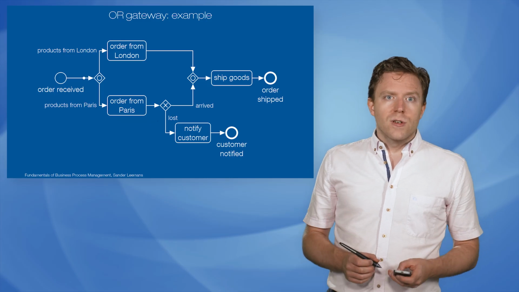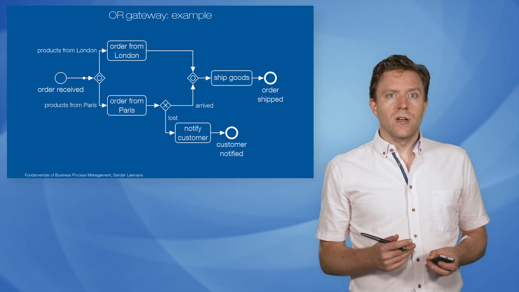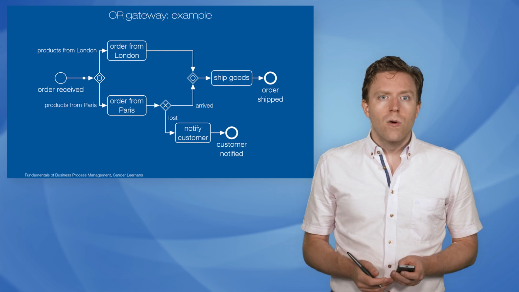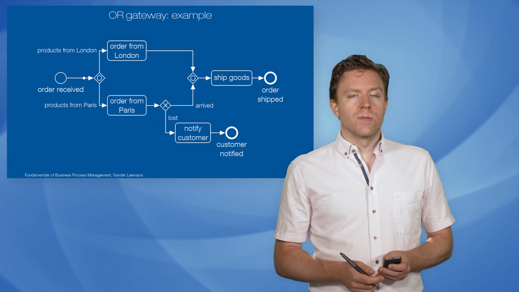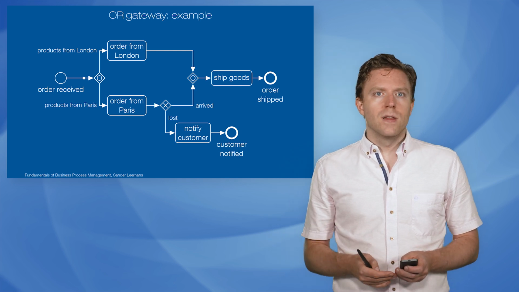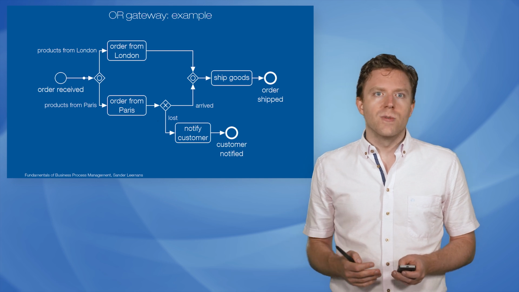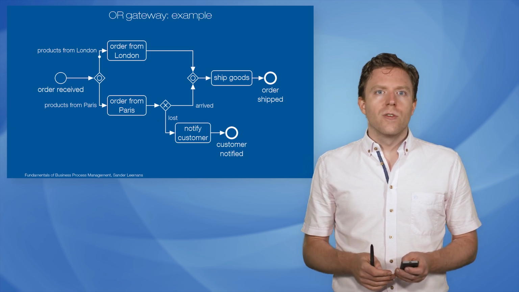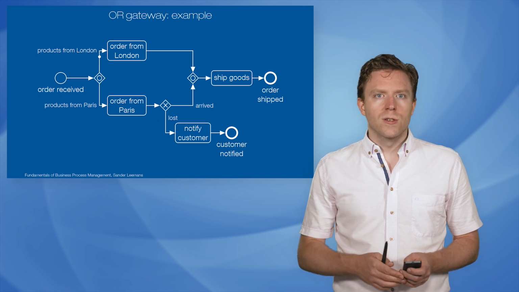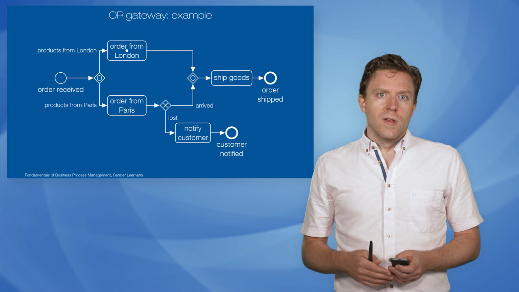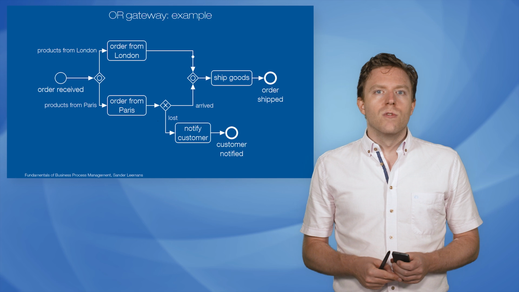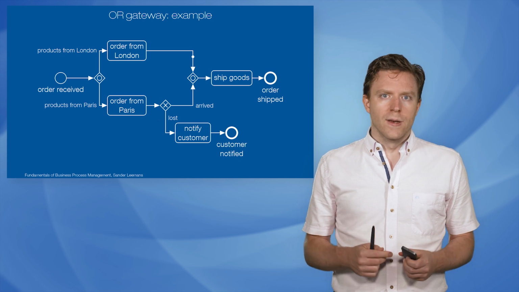If we receive an order, then a token is put in the start event. The start event moves this along the sequence flow towards the OR split. The OR split takes a decision based on data, and let's say that for our case we have only products from London, so the OR split forwards the token on the sequence flow towards order from London. That's then executed, and when it's done, the token moves on to before the OR join.